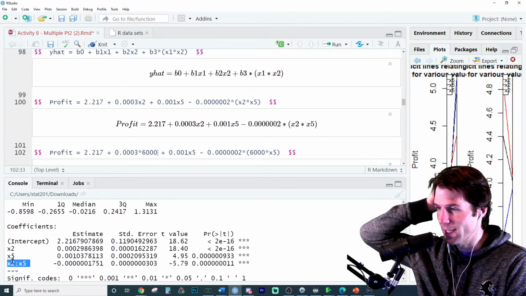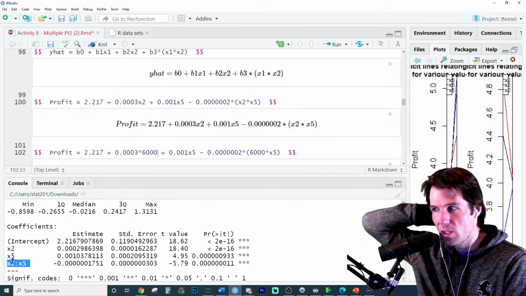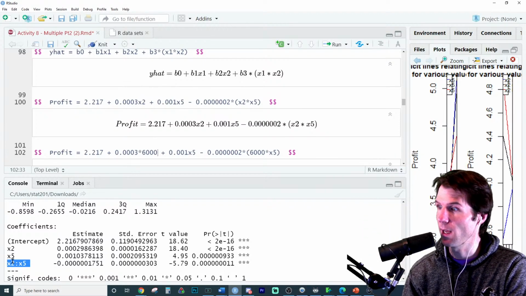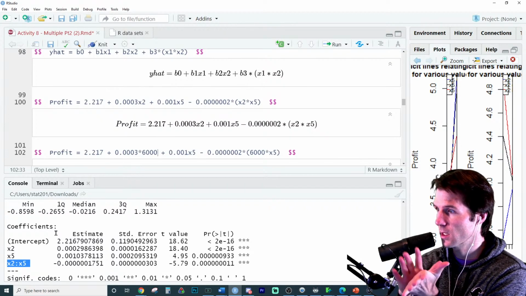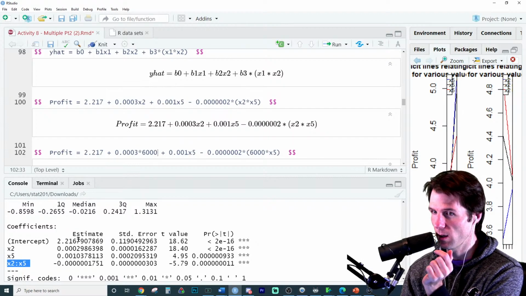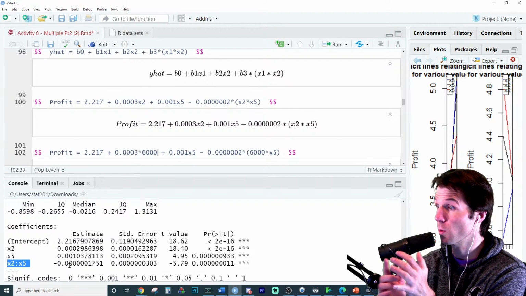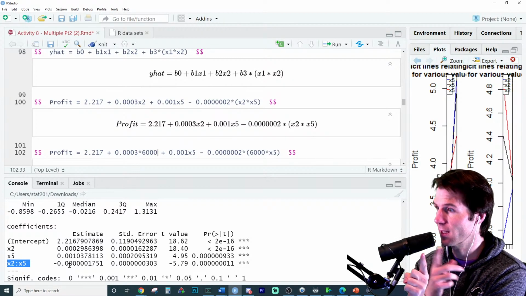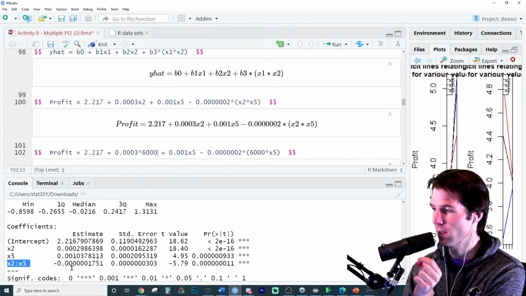This is probably one of the trickiest things if we ask it on a test, but with practice, just writing it out a few times, you can go through it methodically. Intercept plus this times this plus this times this plus this times this. So it's always in order, they're connected to each other, and you just add the things together.